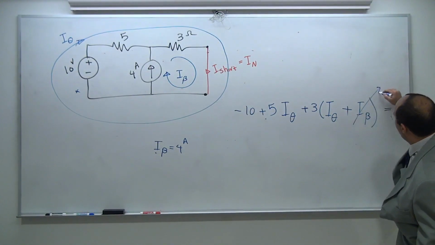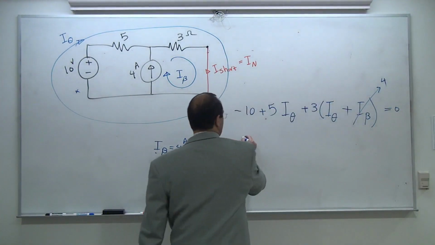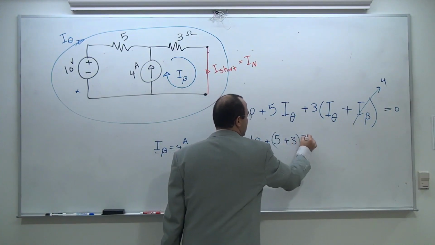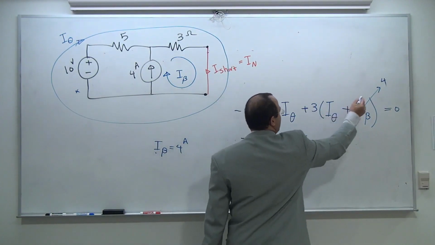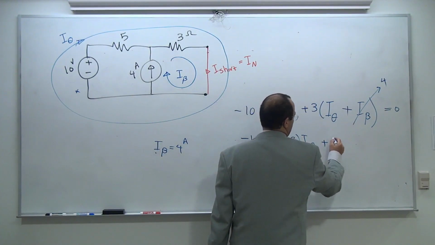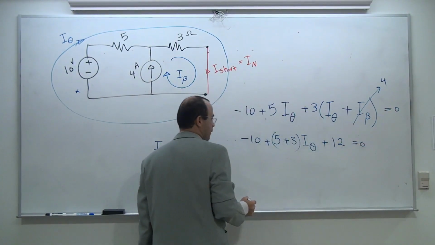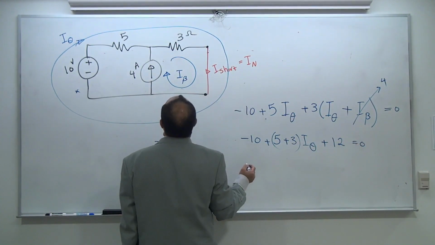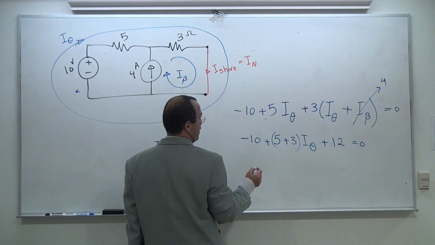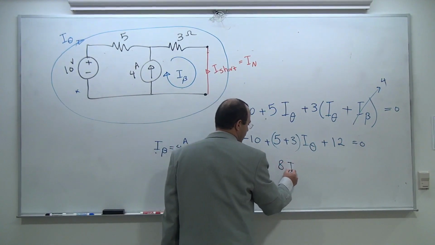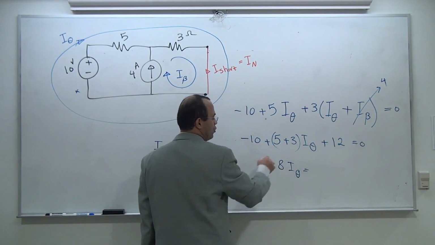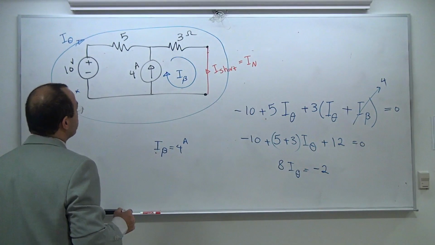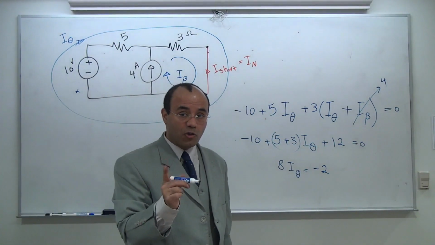Now I beta is 4. So let's simplify. This is going to be minus 10 plus 5 plus 3 I theta, and then 3 times 4, that's 12, equal to 0. Therefore, hopefully everything is fine, this is going to be 8 I theta. And the 2 goes to the other end, so it's going to be minus 2. Okay?